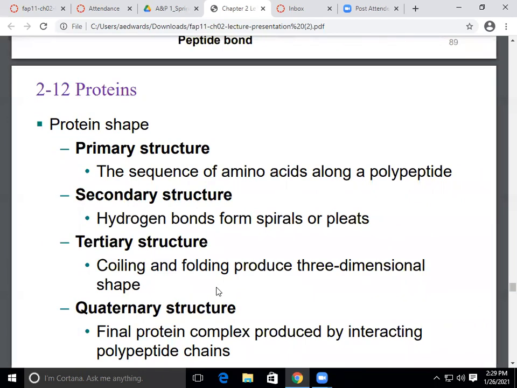Then you get your secondary structure. And in the secondary structure, we're actually looking at some folding. And that's through interactions with hydrogen bonds. Remember we learned about those, right? We have polarity, differences in charge create the hydrogen bonds. And you'll see structures like spirals or sheets in that. That's secondary structure. For tertiary structure, you actually get more coiling and folding. And the key word for tertiary is 3-dimensional. Okay, because tertiary is third, and it's 3D, right?